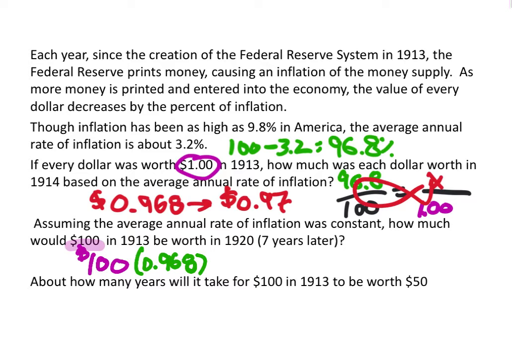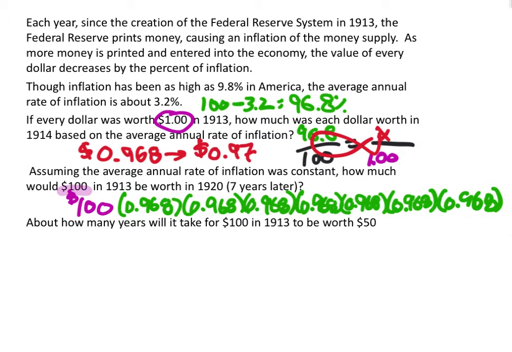Okay, now once you get that product, what would you do with it? Well, you would multiply it by another 96.8%, okay? So that, of course, we know that's 97 cents, but you'd multiply that by 0.968. And how many times are you going to do this? Well, it's for 7 years, so we'll do it 7 times. I think I got that right. 7 times? Yeah, we're good. So we're going to multiply $100 by 96.8% 7 times because, again, each year depreciates.